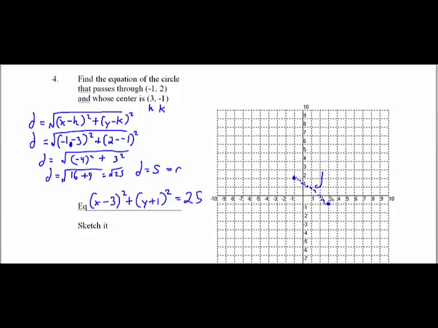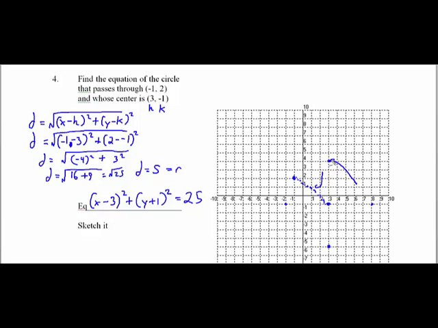So from this dot, we will go up 5, 1, 2, 3, 4, 5. We'll go over 5, 1, 2, 3, 4, 5. We'll go left 5, 1, 2, 3, 4, 5, and down 5, 1, 2, 3, 4, 5. Just making sure I didn't skip anything. 1, 2, 3, 4, 5.